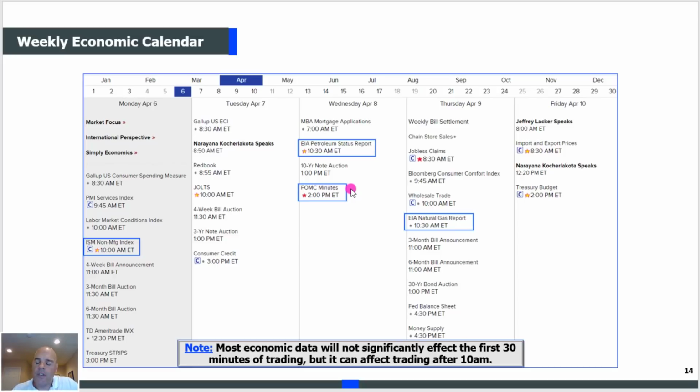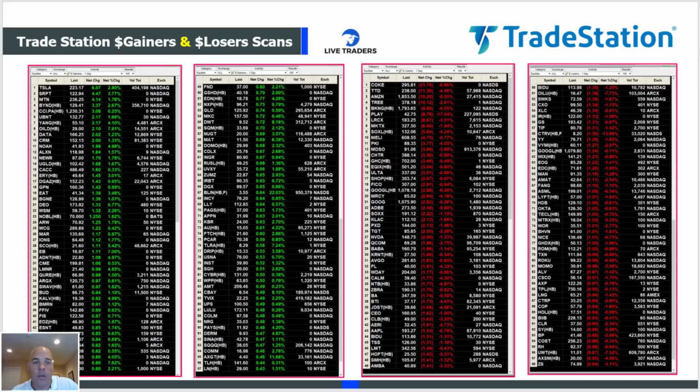So after you've done your market bias, then you're going to check the weekly economic reports page for the day you're trading. Then you're going to pull up your dollar gainers and your dollar losers, whatever it is that you use to scan. I use TradeStation. I put it at the top so people will stop asking me what platform I use. I use dollar gainers and dollar losers.